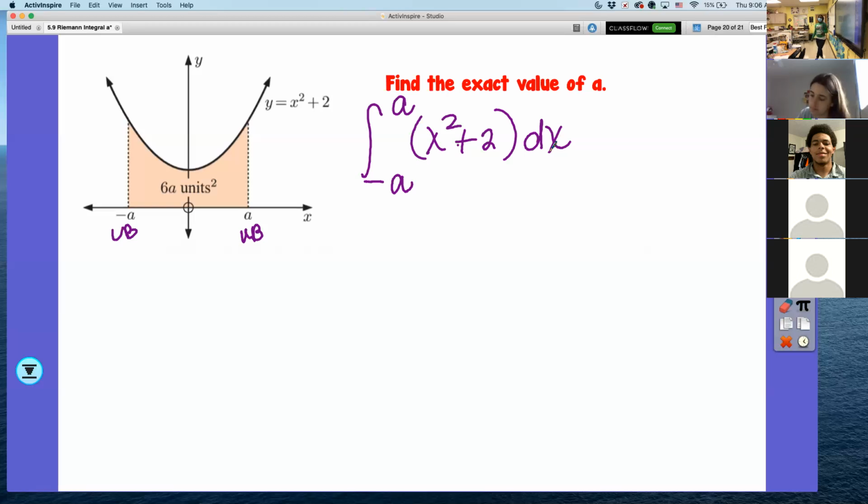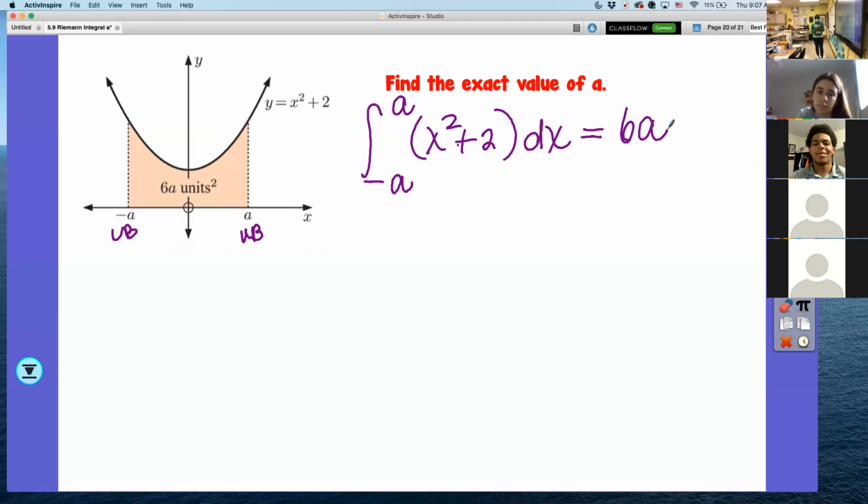And remember, when I evaluate the integral from my lower bound to my upper bound, it's going to equal my area underneath the curve. So it's going to equal my area, which is 6a. Is everybody following on the setup?